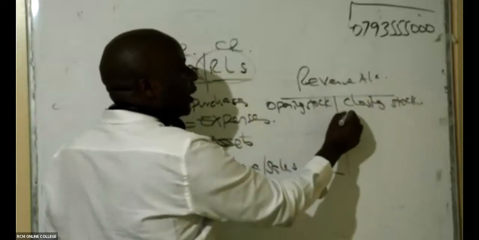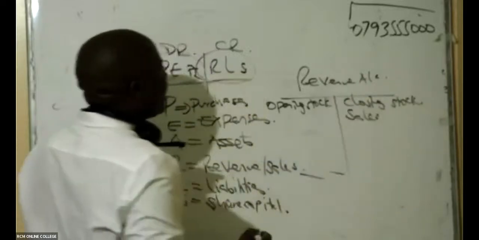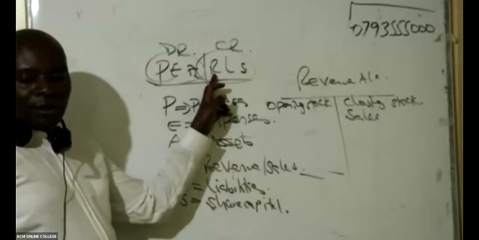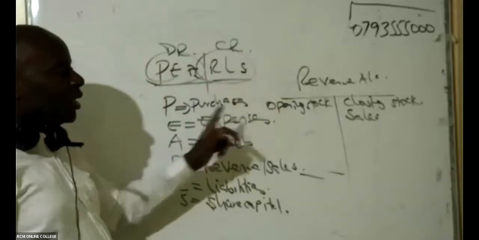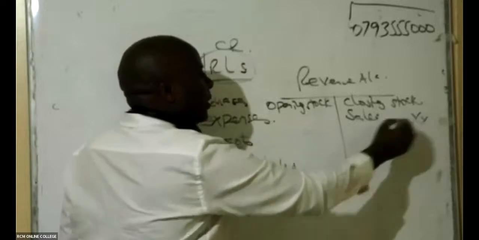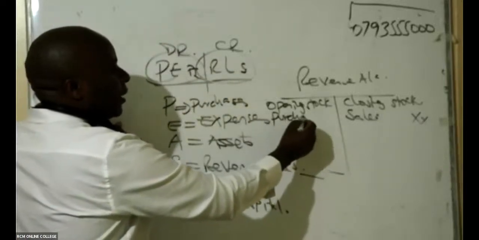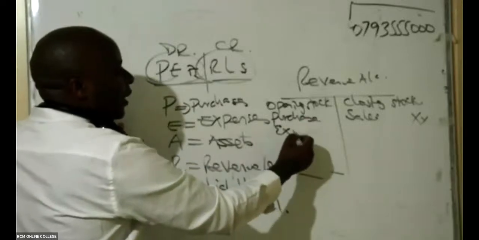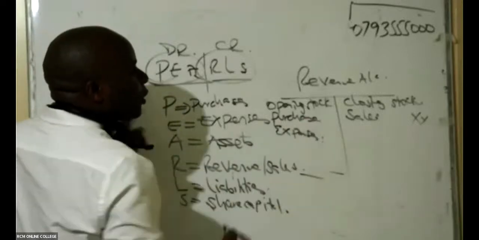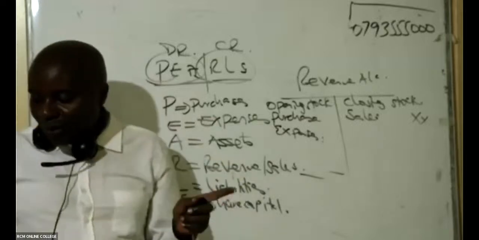On the credit side, we have sales. You see, sales is the same as revenue, we are crediting here. So sales will come here. On the debit side, we have purchases, so purchases we are debiting. And if there are any expenses, we shall always be debiting.